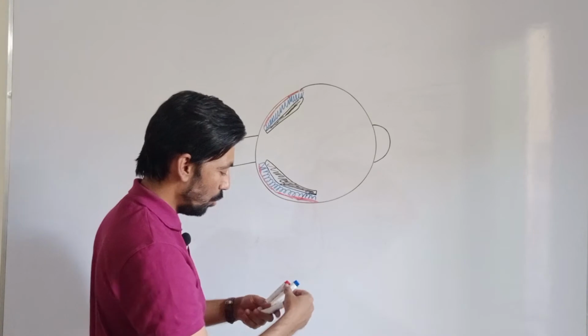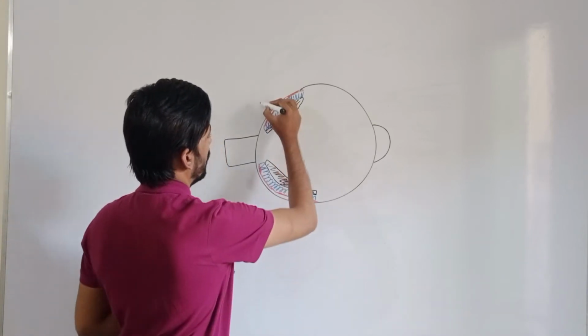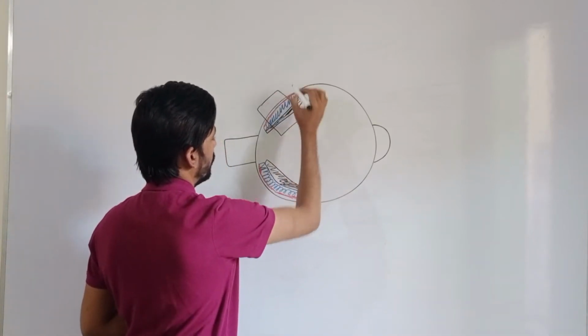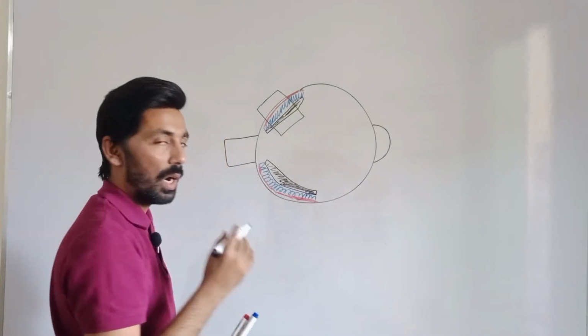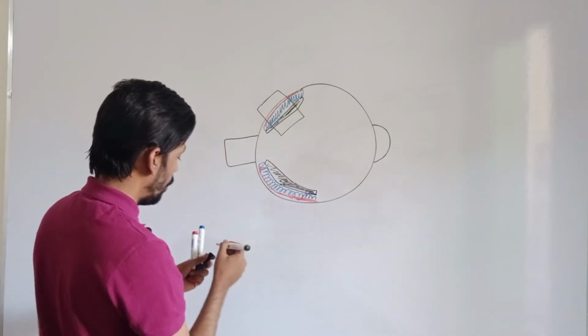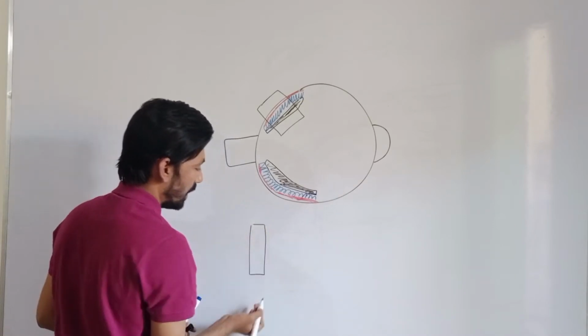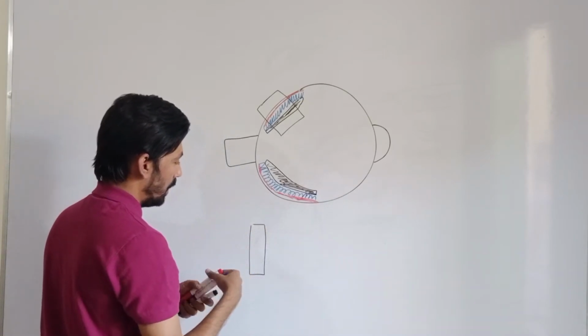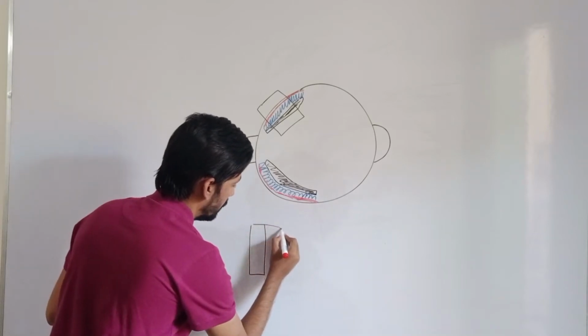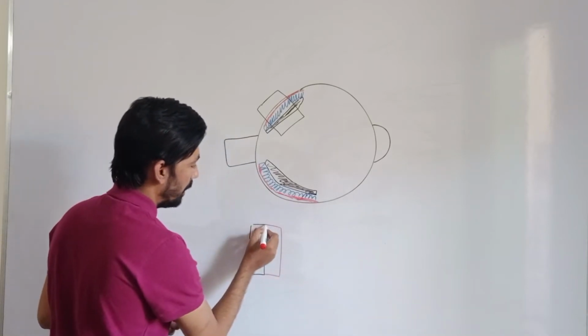So I will zoom in on that portion over here, and then we will learn about the outer blood retinal barrier, right? So the first structure was the sclera. This is the sclera. The next one was the choroid.